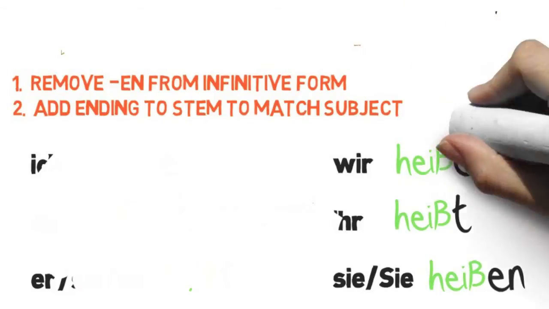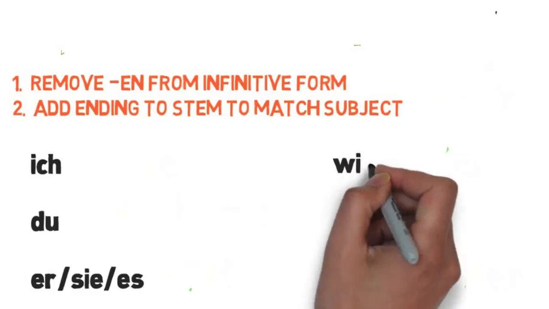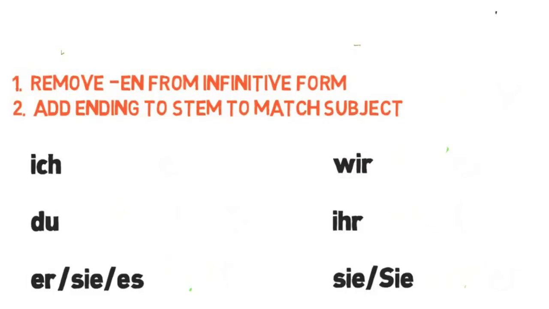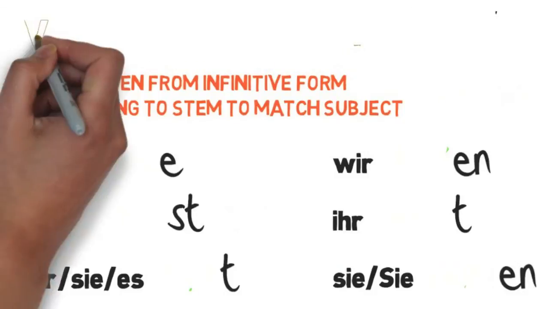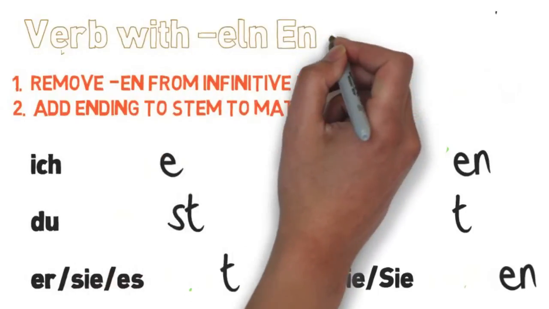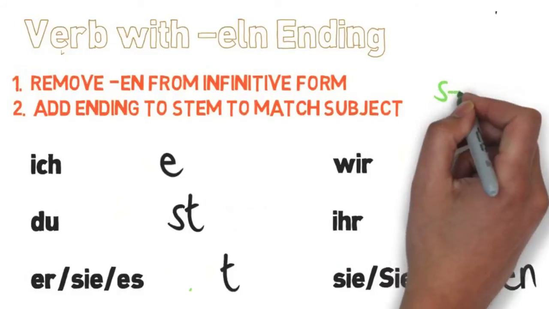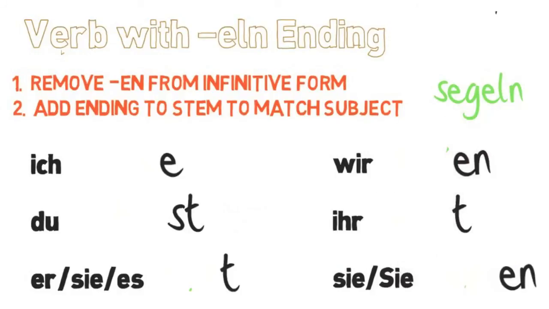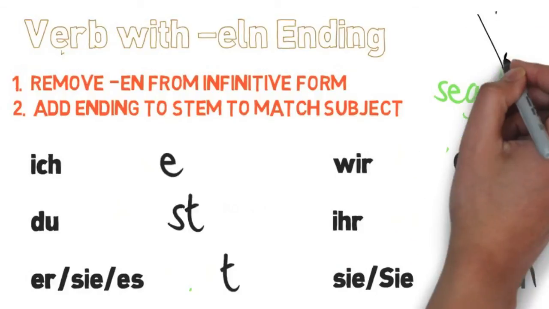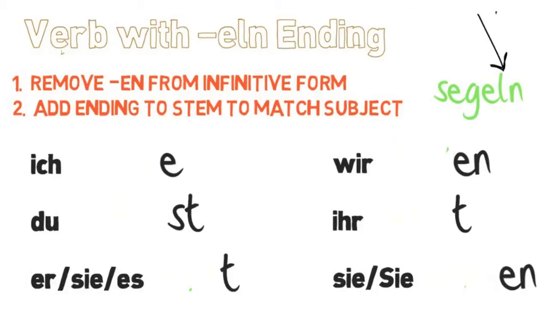Now let's take a look at another type of stem that presents some conjugation problems. Again, theoretically our endings should be E, EST, ET, and EN, but we'll see if that holds up once we take a look at these verbs. We're going to be looking at verbs whose stems end in ELN instead of just EN. Segeln, which means to sail, is an example of one of these verbs, along with other ones you know like basteln or sammeln.